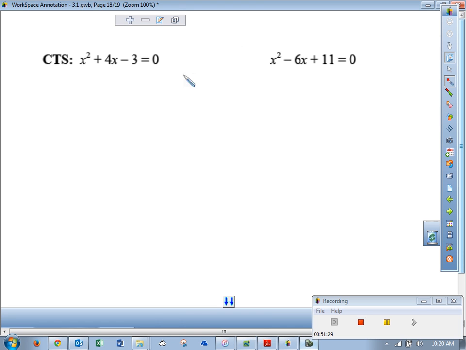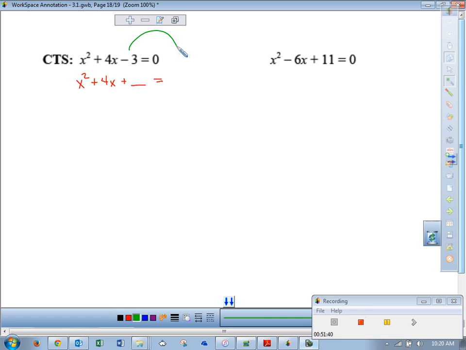Set her up with blanks. X squared plus 4x plus blank. We also want to bring all the constants over to the other side, so we're going to add 3 over here and also put a plus blank over there. Why do you put a plus blank on both sides? Because you got to keep it balanced. If you're going to add a number to the left side, you got to add a number to the right side.